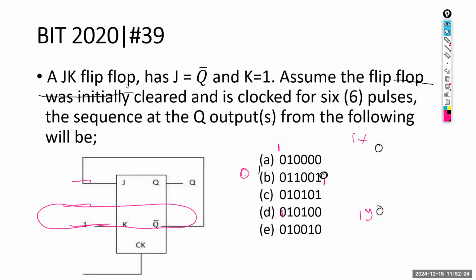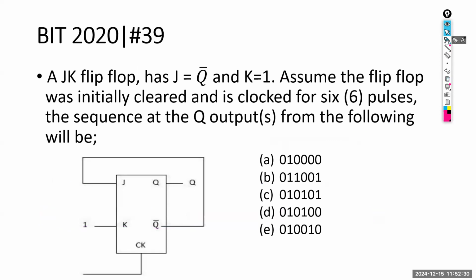Right. So this is also 2020 question 39. Give it a try. So when I say give it a try, at least give it a try, okay? Don't worry if you can't get the correct answer, but give it a try. Maybe you can do it. And remember, initially cleared means 0. It says initially cleared. Cleared means this is 0, this is 1.